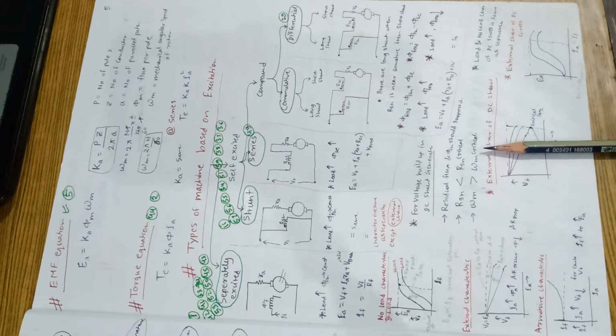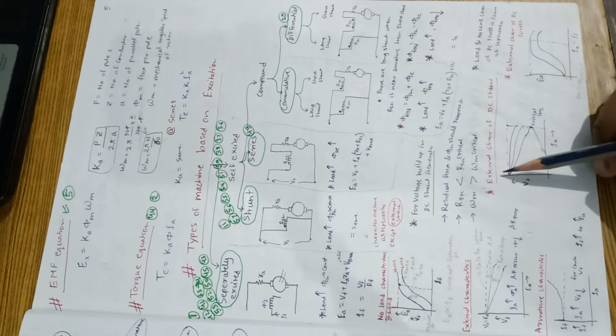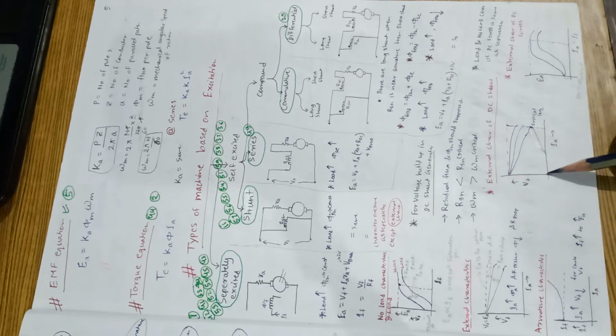critical mechanical speed. See, this is the diagram of external characteristic of DC shunt generator. With increasing load we have a decreasing slope. This is a critical load. Above this, voltage build-up will not be possible. Below this only, voltage build-up will be possible.